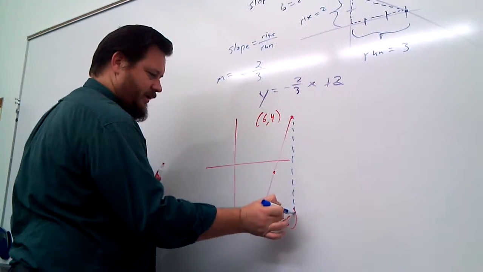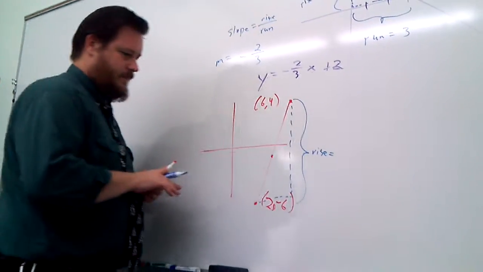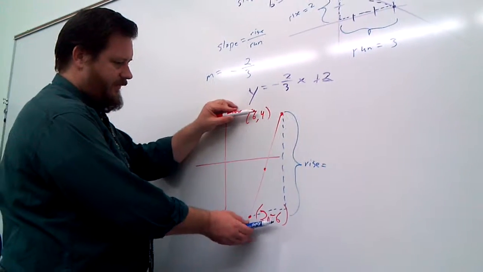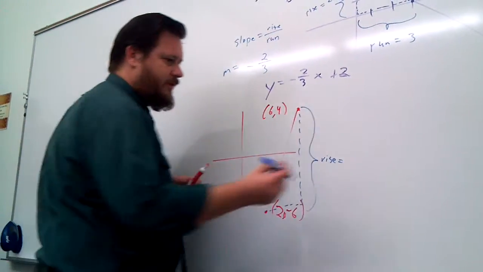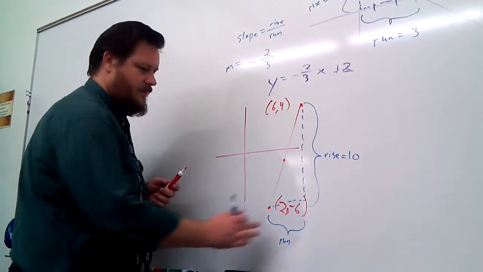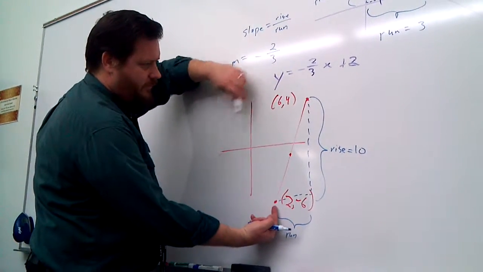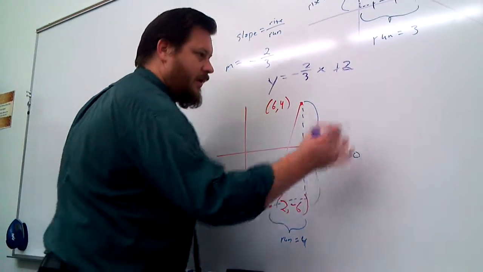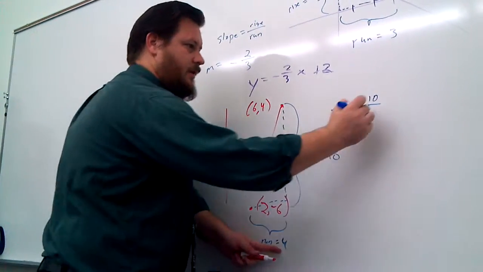Alright, let's draw in a triangle here. What's my rise? I don't know. 6, 7, 8, 9, 10. 10. We're going from a negative 6 down here up to a 4. So our rise is 10. What's our run? 4. We're moving from a 2 over to a 6. So our run is 4, and so our slope is rise over run.